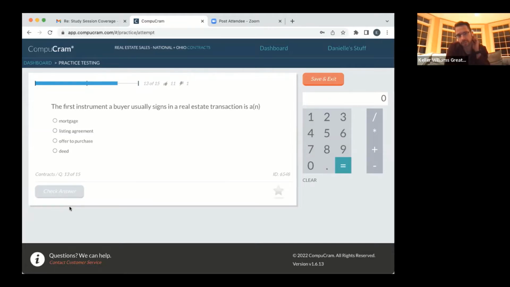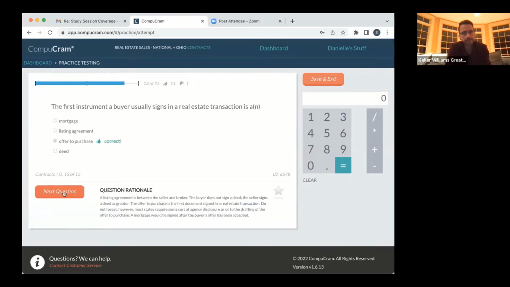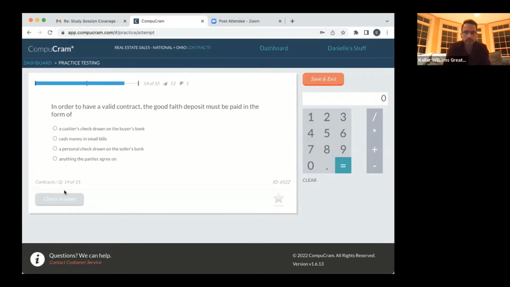I see a lot of B's. I want you all to think about this: an instrument a buyer usually signs. There we go. Now I'm seeing C's come in. Now, if it was a seller instead of a buyer, I would agree that a listing agreement would be first.